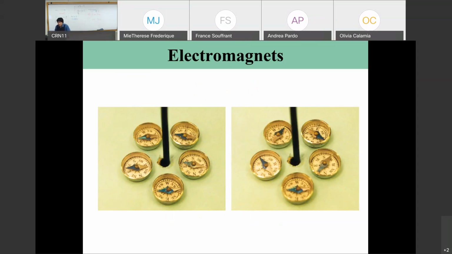Okay, so I don't think I need to go over this a lot. You can see how when there is no current on the left, no deflection of the compass. As soon as you put a current through the wire, then you have a deflection on the compass, magnetic field. Okay.